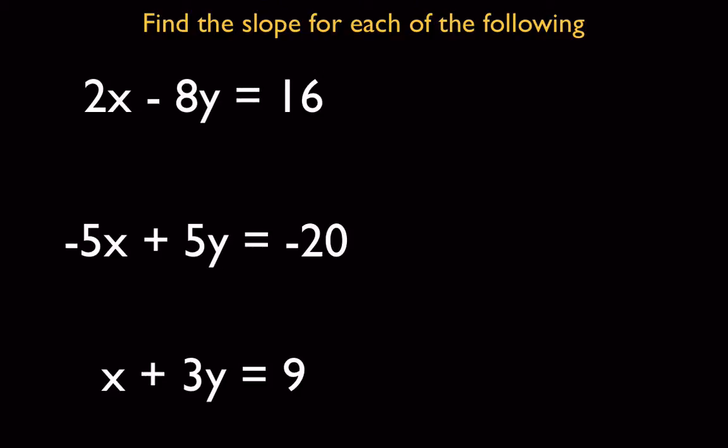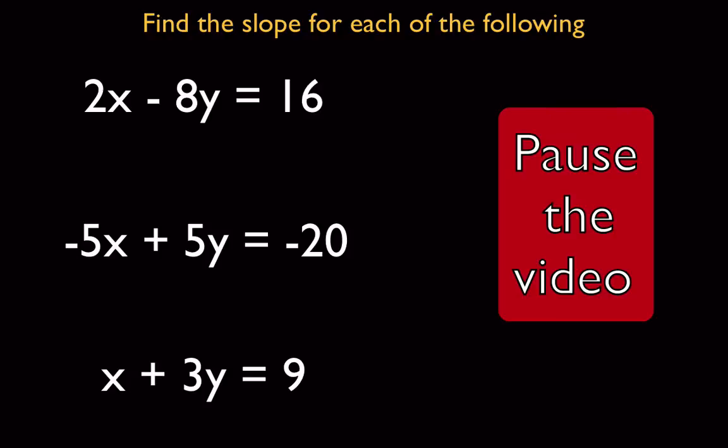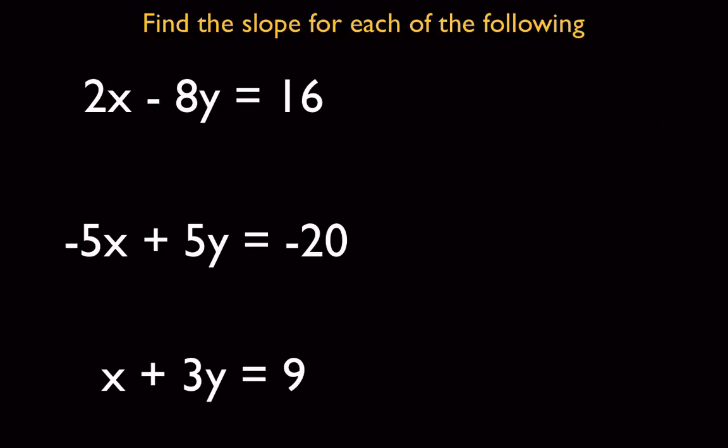Okay, so what I want you to do is pause it. Just quickly find the slope for each of these three. It should only take you a moment. Okay, so first thing on the top one, my a is 2 and my b is negative 8. So I end up with the opposite of a over negative 8, which simplifies out to negative 1/4.